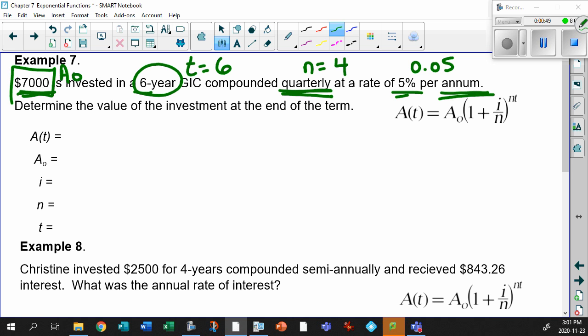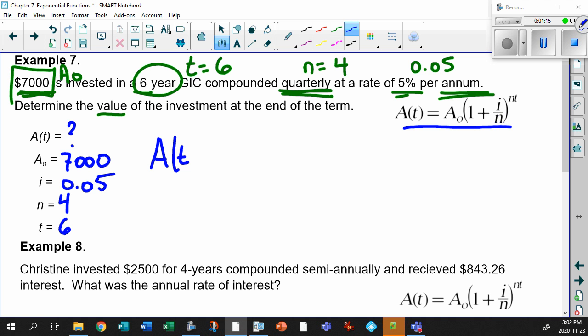It says determine the value of the investment at the end of the term. Okay, so total, we don't know. Initial investment, $7,000. Must be nice. Interest rate, 0.05. N, okay, quarterly, 4, for a time of 6 years. Watch the formula on how easy this is. I put the formula up here purposely.